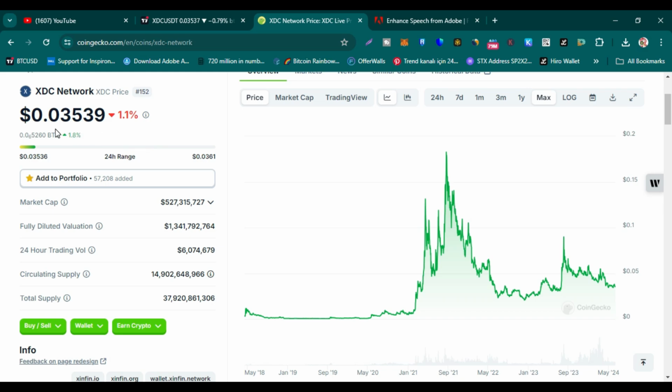Here you can see XDC coin right now trading at 3.53 cents. It is ranked 152. It had market cap of more than $527 million. It had fully diluted market cap of more than $1.34 billion, which is good. Its circulating supply is more than 14.90 billion. Its total supply is more than 37.92 billion.